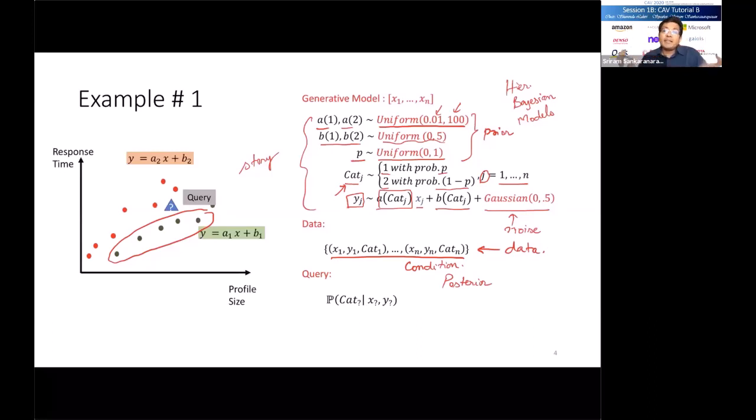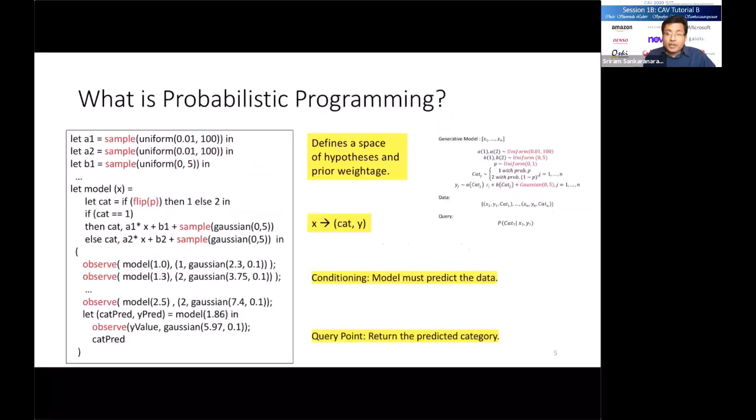But here is the high level picture, right? Using that, you can now talk about the probability of the category variable for the query point given the X and Y for the query point. This is the last bit of the inference where you answer a question that you care to answer about. And this is how probabilistic programming, or the Bayesian approach to machine learning, is going to work at a very high level. All right. So let me pause here maybe 2 minutes and answer some questions if people have any questions so far.